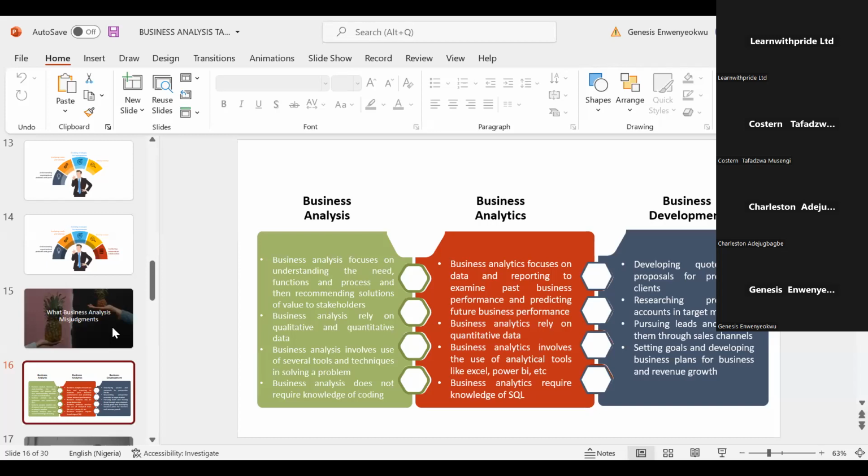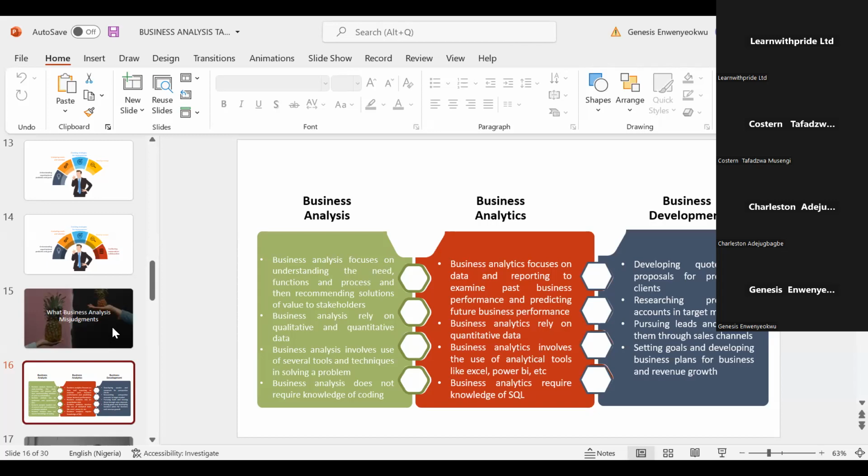In business analysis, we are a lot more focused on the need. Business analytics is focused on the data and how I can report this data, right, to management. While business development is a lot more focused on how I can get more clients? How can I tweak my proposals? How can I work on the quotations for clients so that I can get more deals into the room?